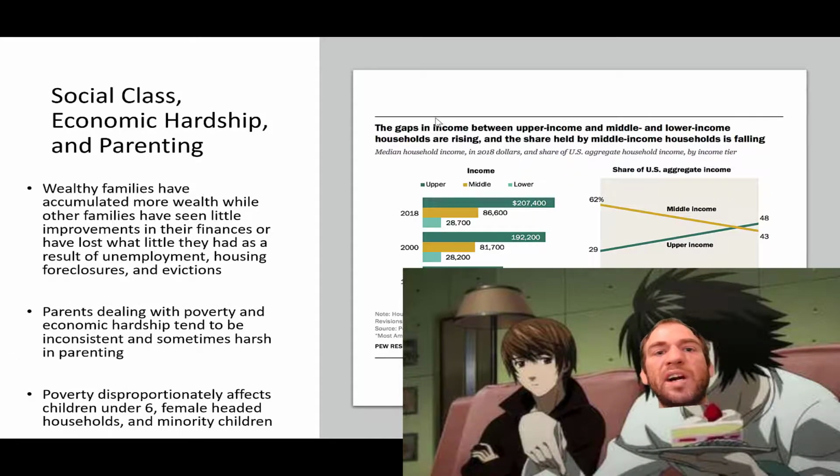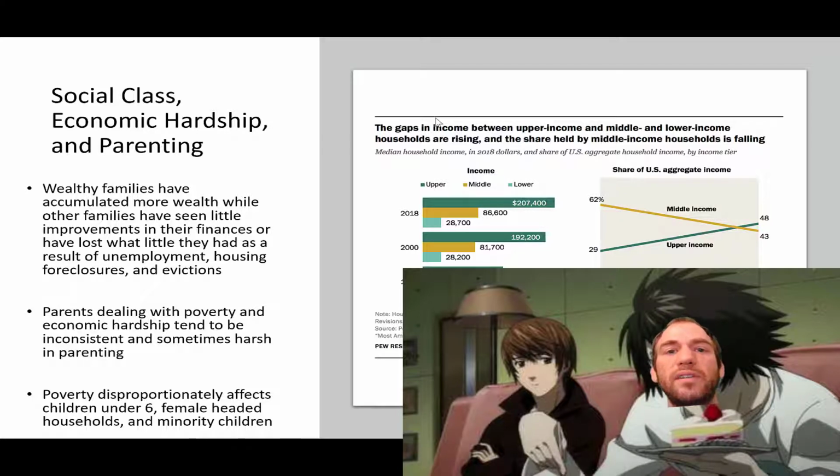Class, economic hardship, and parenting. Wealthy families have accumulated more wealth, while other families have seen little improvement in their finances or have lost what little they had as a result of unemployment, housing foreclosures, and eviction over the last approximately 50 years. Parents dealing with poverty and economic hardship tend to be inconsistent and sometimes harsh in parenting, and poverty disproportionately affects children under 6, female-headed households, and minority children.